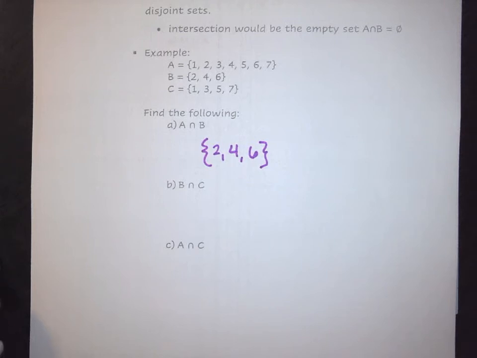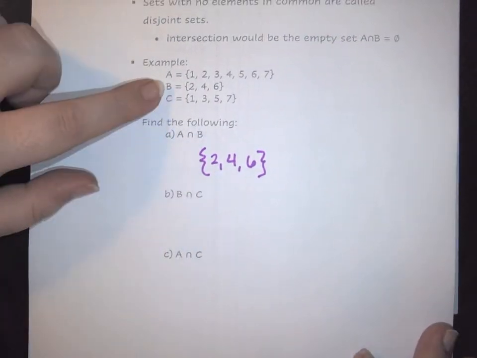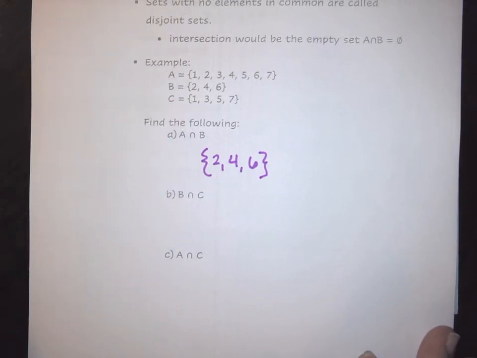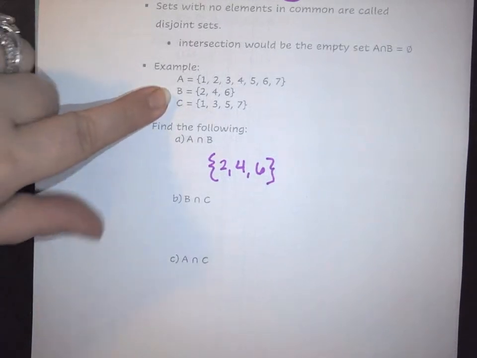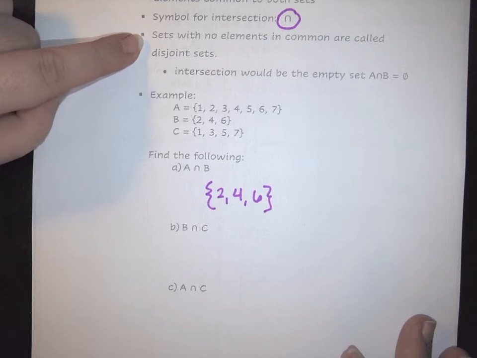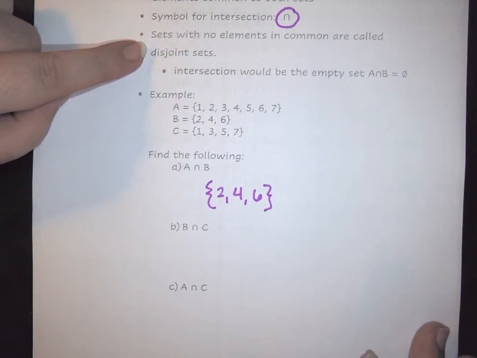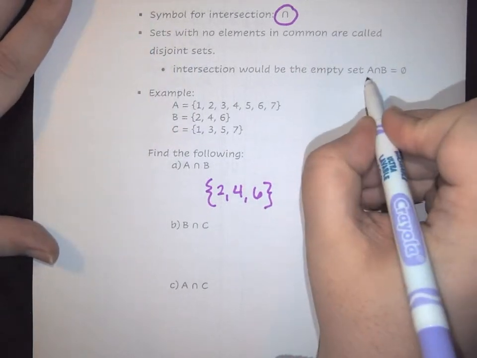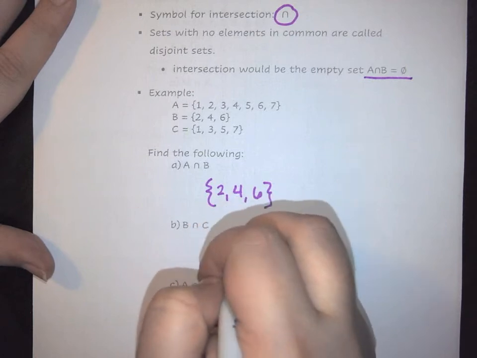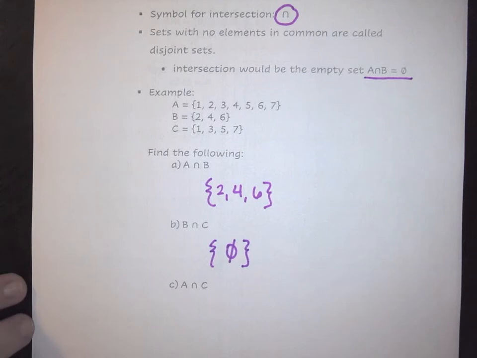Now the next one, the intersection between B and C. I'm looking for the numbers that are the same between B and C. So I have 2, 4, 6 and 1, 3, 5, 7. Well, if you notice, there is nothing in common between those. That brings me to this point here. When you have sets and there are no elements in common, we call that disjoint. We label it with what's called the empty set. So this right here is the empty set. It's disjoint, there's nothing in common.